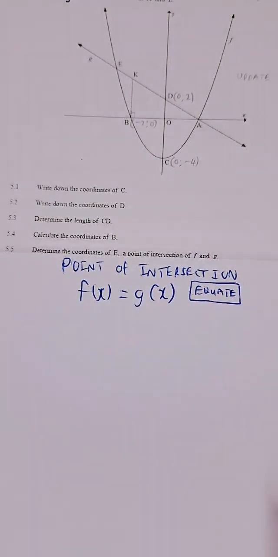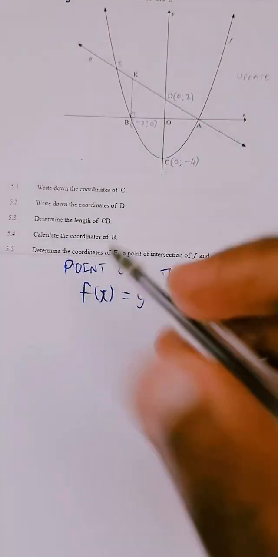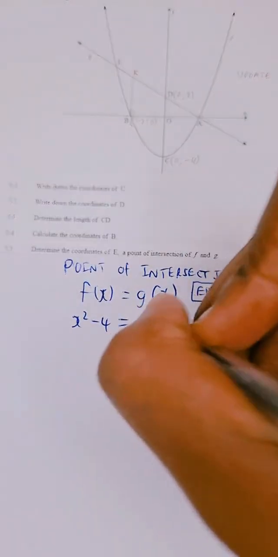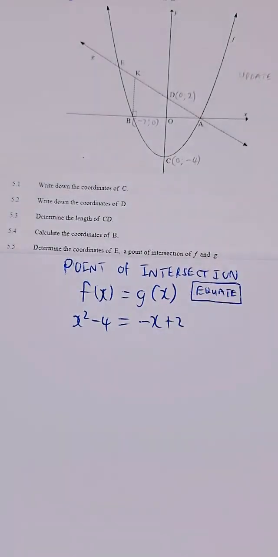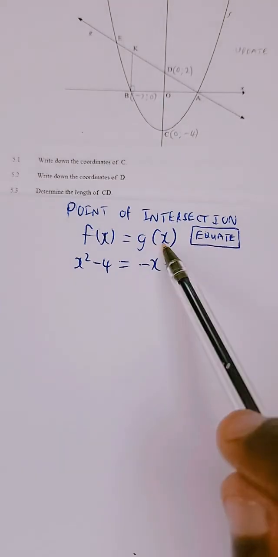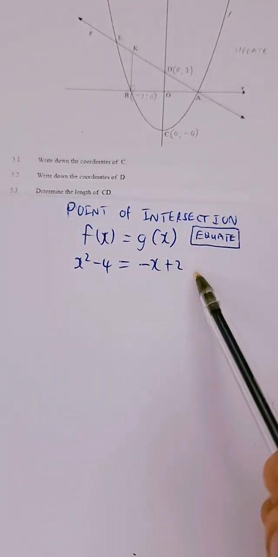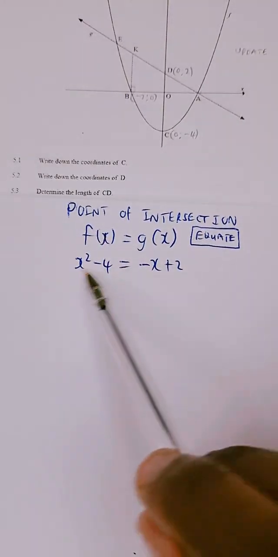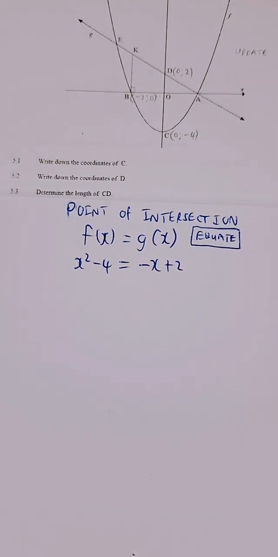You don't start anywhere else, but you say f of x is equal to g of x. Now f of x, remember, is x squared minus 4. G of x, on the other hand, is negative x plus 2. So what are we doing here? We are taking the bodies of the subject. F of x is the subject. This is the body. G of x is the subject. This is the body. Equate the two functions. So x squared minus 4 is equal to negative x plus 2.